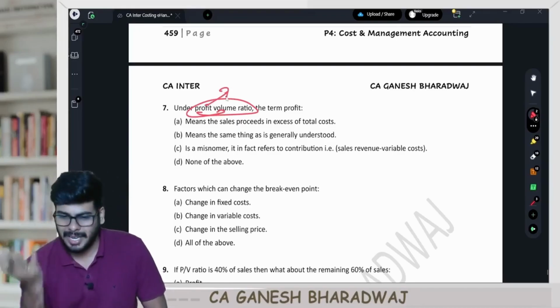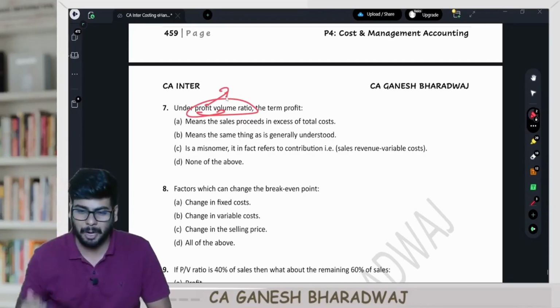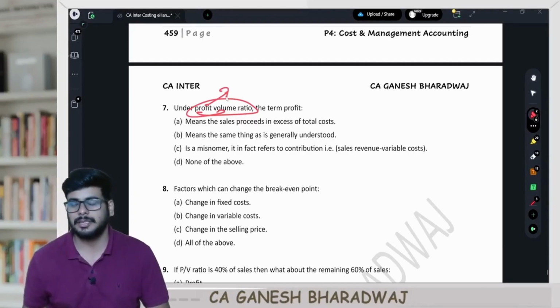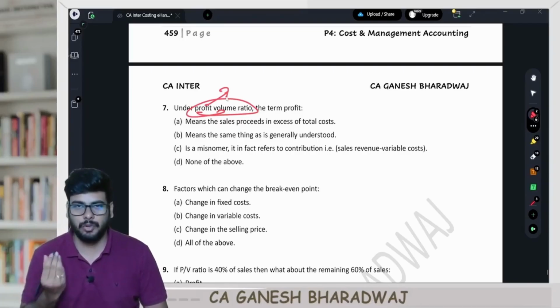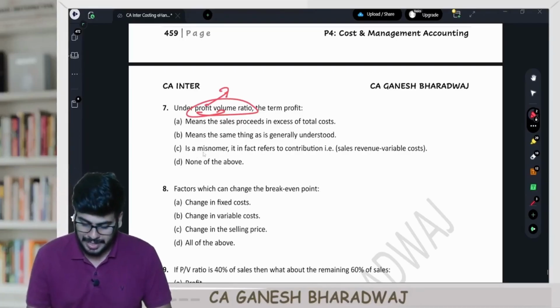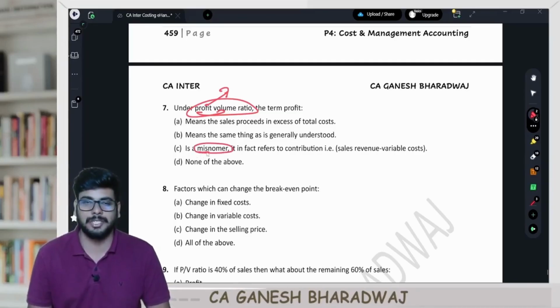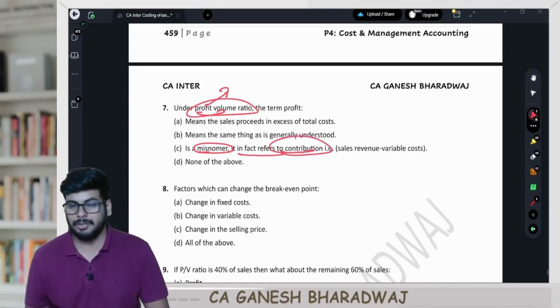Exactly, I told you it's nothing but variable profit. Guys, please answer no. In the first lecture of this chapter, I told you the reason why it's called PV ratio and all, right? That's what they're saying. It's a misnomer. Misnomer means it is misleading. This in fact refers to contribution. Are you clear with this?